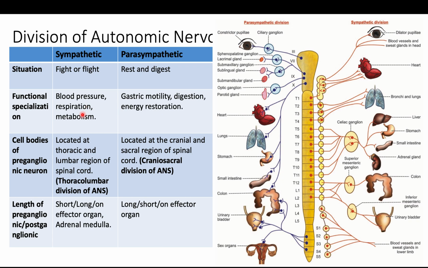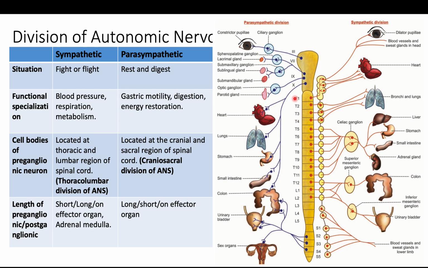Now we're talking about the cell body of the preganglionic neuron of the sympathetic, which is basically located at the thoracic and lumbar region. If you take a look at this structure, it's changing: the sympathetic will be on the right side and the parasympathetic on the left side. In the sympathetic division, the cell body of the preganglionic neuron comes from the thoracic region and also the lumbar region of the spinal cord. Therefore, we classify it as the thoracolumbar division of the autonomic nervous system.